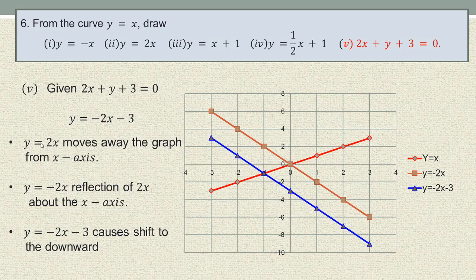So I'll just give you the way to do it. y is equal to 2x, and this is y is equal to x, so 1 into 2 will give you 2, and 2 into 2 will give you 4. I gave you the answer, you just draw that line. The line will be in this form, and this brown is minus 2x. It is the reflection of 2x about the x-axis, and it shifted downward. So in this way you can draw the diagram.